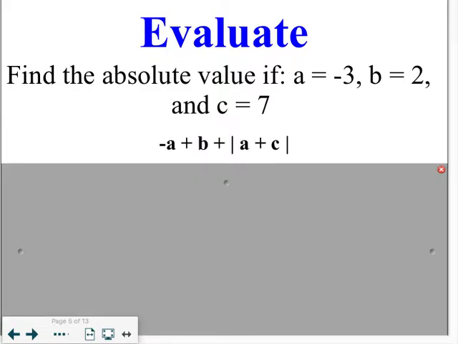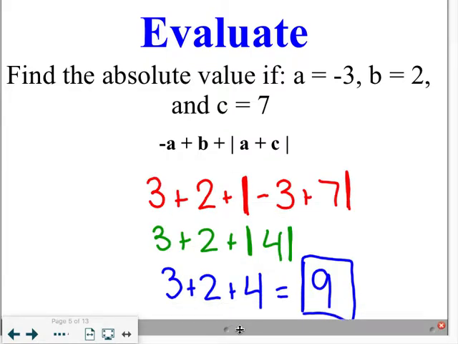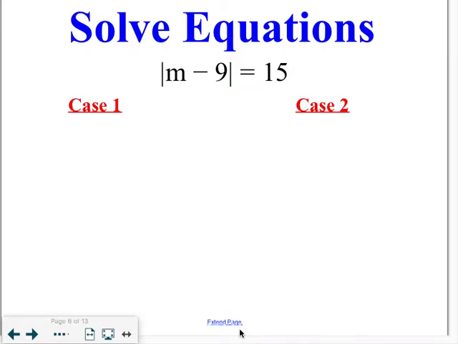Go ahead and take a minute on your own to try this problem. You should have gotten a final answer of 9, making sure that you are solving that absolute value first. If you have questions about this, please let me know when you get to class. Then we're going to talk about how we actually solve equations that involve absolute values.